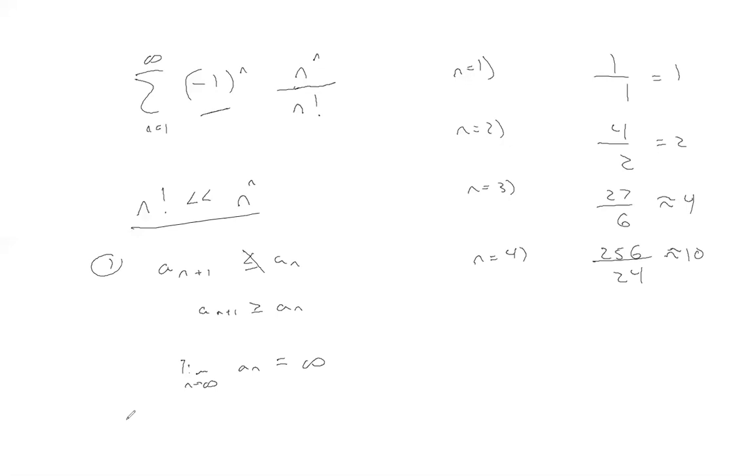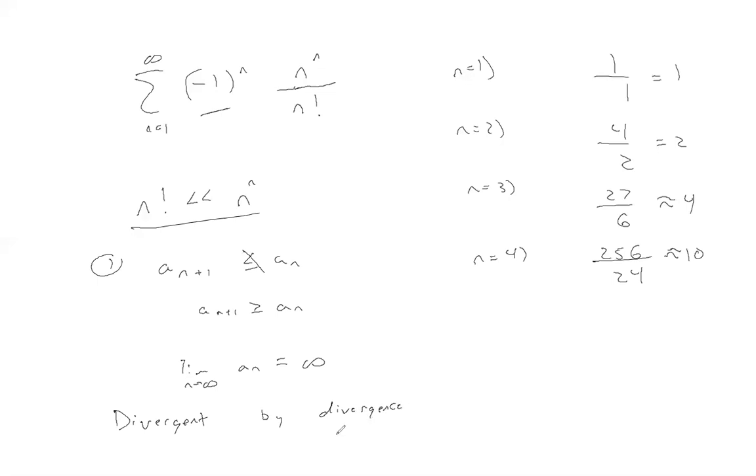So my series is not going to be convergent. It's going to be divergent. And why? By the divergence test, because the limit does not equal 0. The limit of the terms does not equal 0.